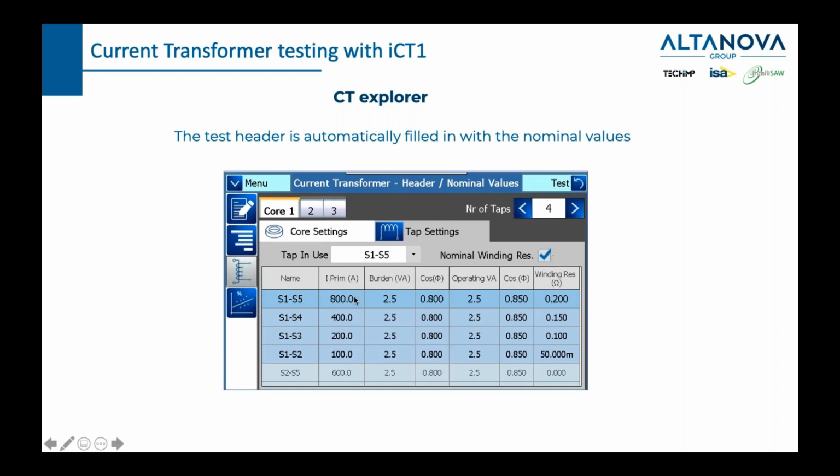And we can see that we can get the ratio, the burden, the cos phi, the operating power, and also the winding resistance. So it's a very user-friendly function, and I recommend everybody to use it, especially if they're not sure what the nominal values of that particular CT are.